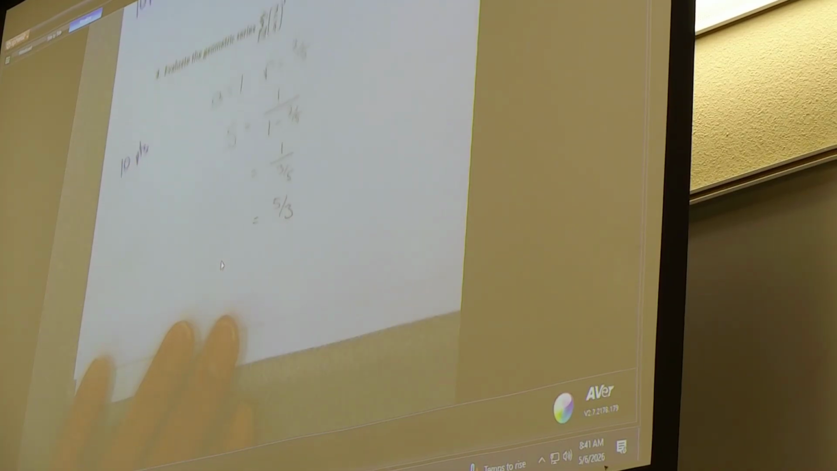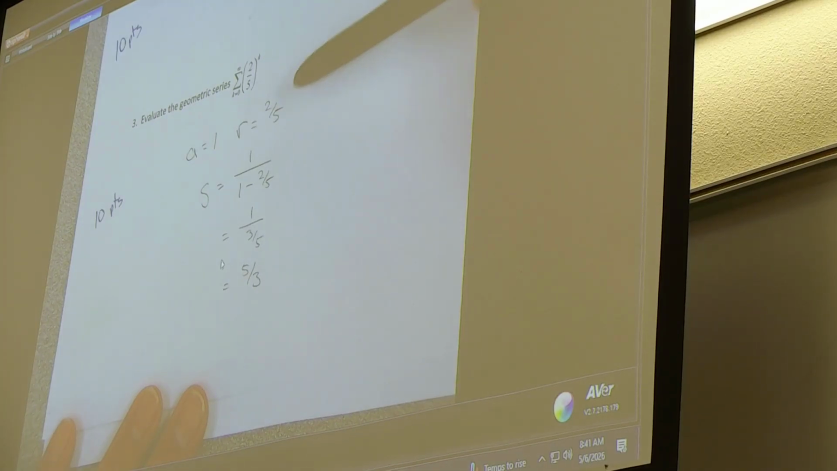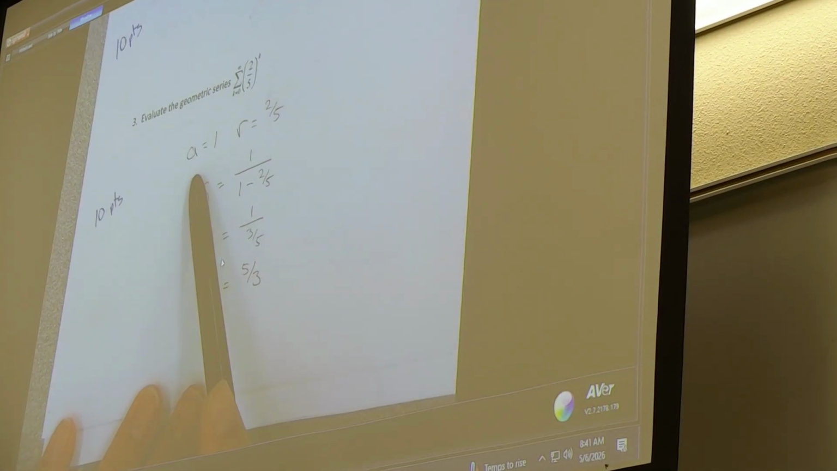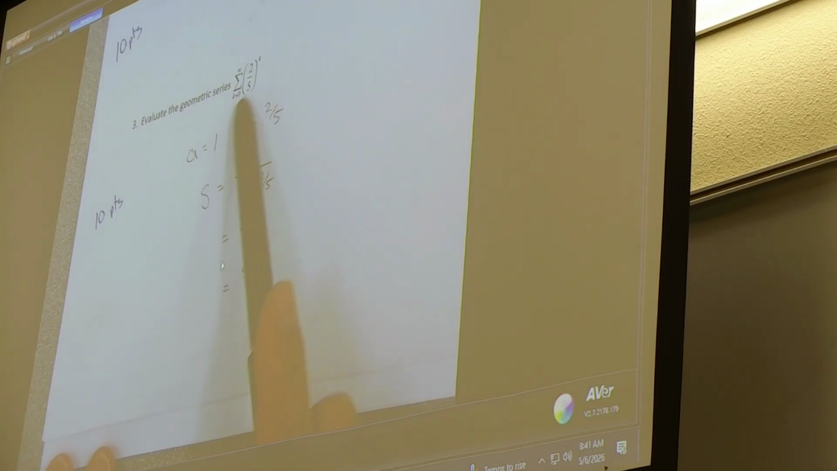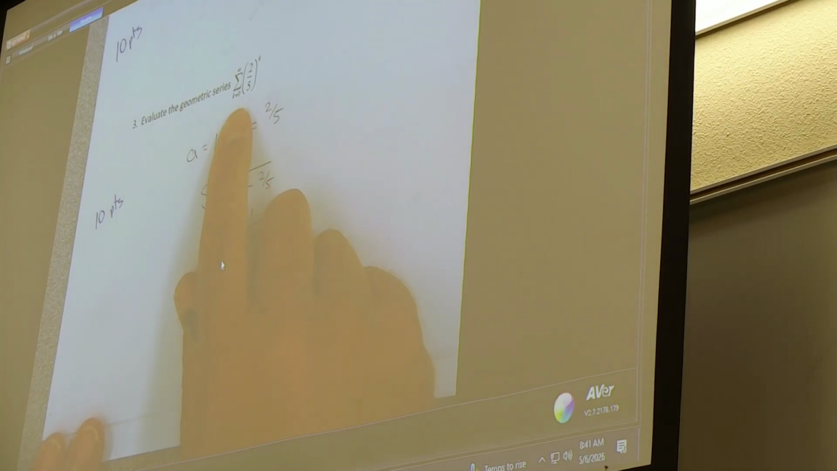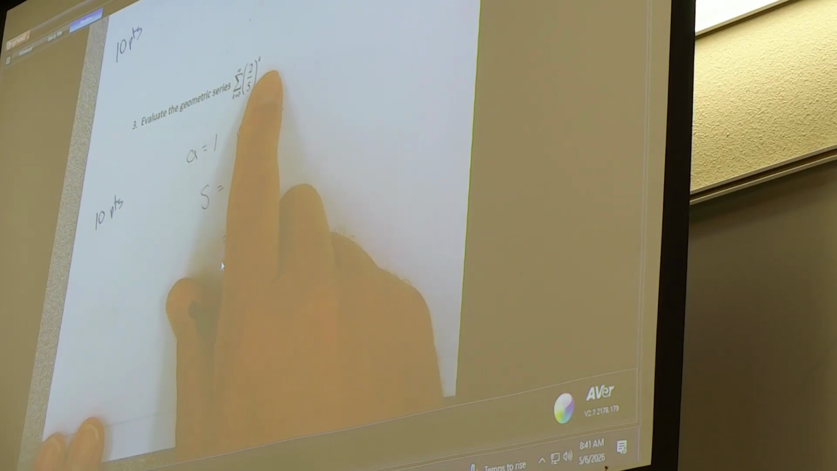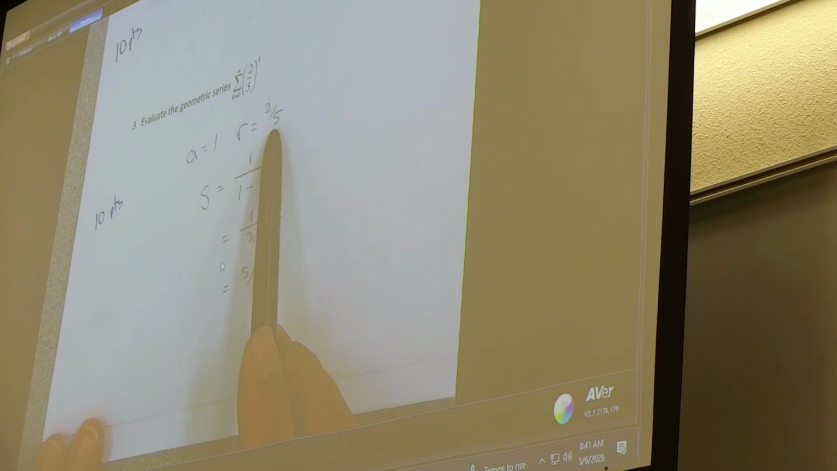Number three. So R is 2/5. A is 1. Remember, A is the first term. So when we put in 0 for k, A is not what we get when we put 1 in for k. It's whatever the first term is. So it's whatever that gives us at the start. And anything to the 0 is 1. So A is 1. R is 2/5.